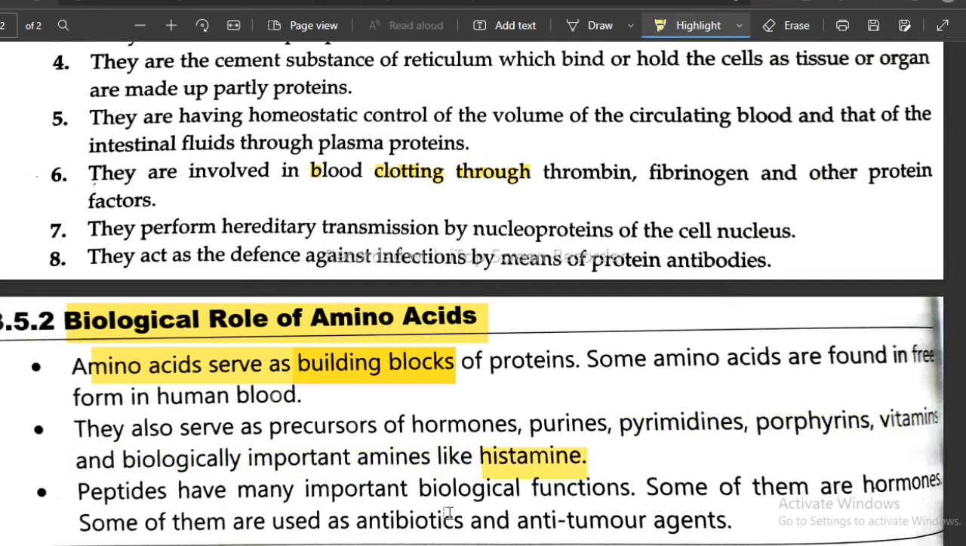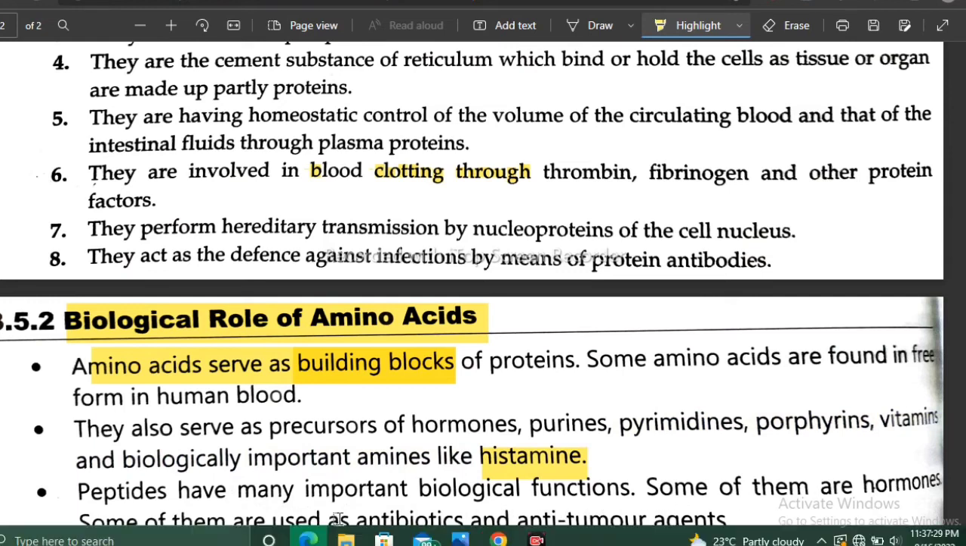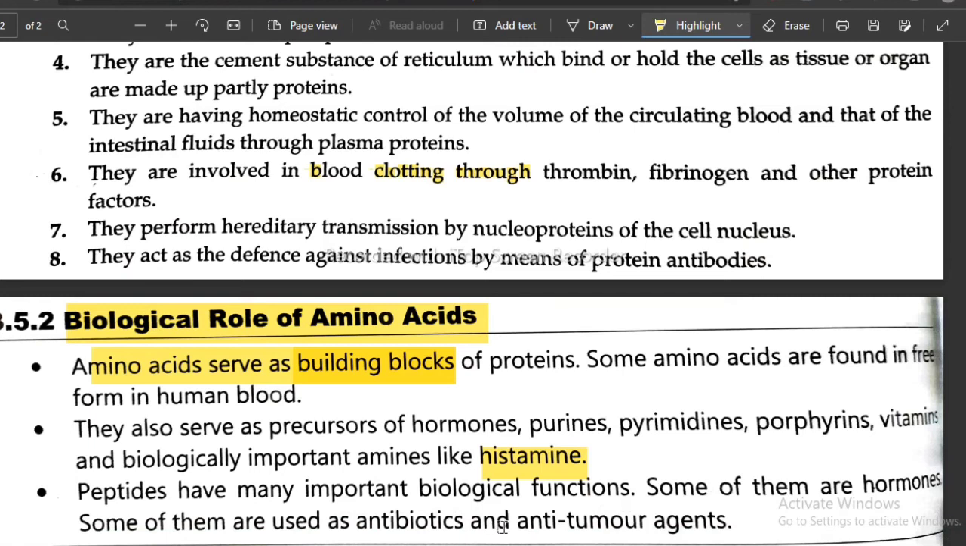Next is peptides have many important biological functions. Some of them are hormones, some of them are used as antibiotics and anti-tumors. So these are the roles of amino acids. Previously we have seen the biological role of protein. Remember, both of them are one and similar, but some of them will change.